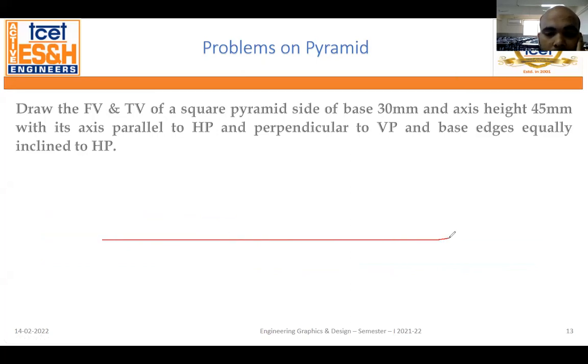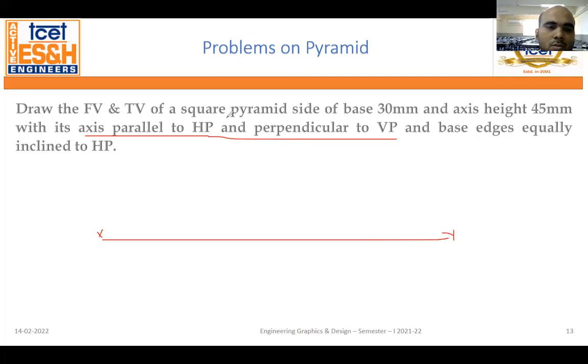It is a single stage, actually just a practice problem. So now you need to understand how. First we'll make the xy. Now we have to draw the front view and top view of a square pyramid, side of base 30, axis 45, with its axis parallel to HP. Students, what is the case when we'll be having these two things, axis parallel to HP and perpendicular to VP? Can anyone tell me? Is it like this? Yes or no? It is perpendicular to VP and parallel to HP.